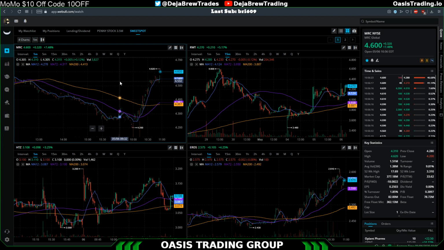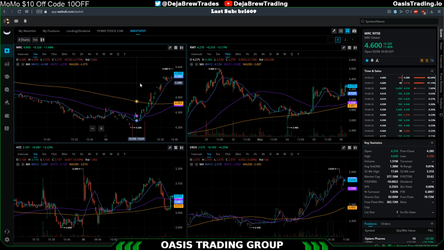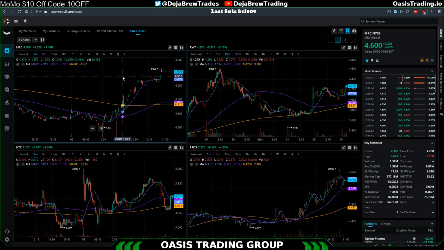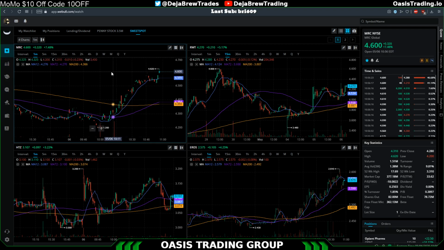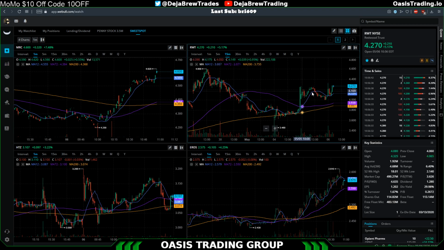So this looks decent, but it looks like it's a low volume stock. So it might be getting a lot of volume right now, but it doesn't look like it's typically a high volume stock. Let's take a look. So it has 1.5 million here. What is the market cap? Market cap 377. Yeah, so that's decent. Not too good.